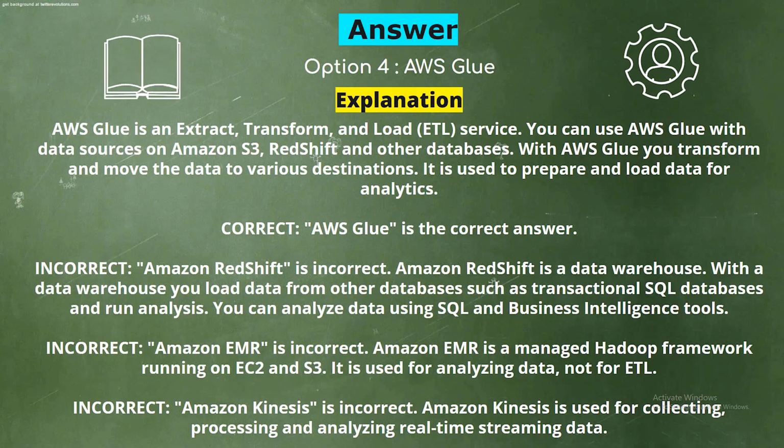Incorrect. Amazon Redshift is incorrect. Amazon Redshift is a data warehouse. With a data warehouse you load data from other databases such as transactional SQL databases and run analysis. You can analyze data using SQL and business intelligence tools. Incorrect. Amazon EMR is incorrect. Amazon EMR is a managed Hadoop framework running on EC2 and S3. It is used for analyzing data, not for ETL. Incorrect. Amazon Kinesis is incorrect. Amazon Kinesis is used for collecting, processing and analyzing real-time streaming data.